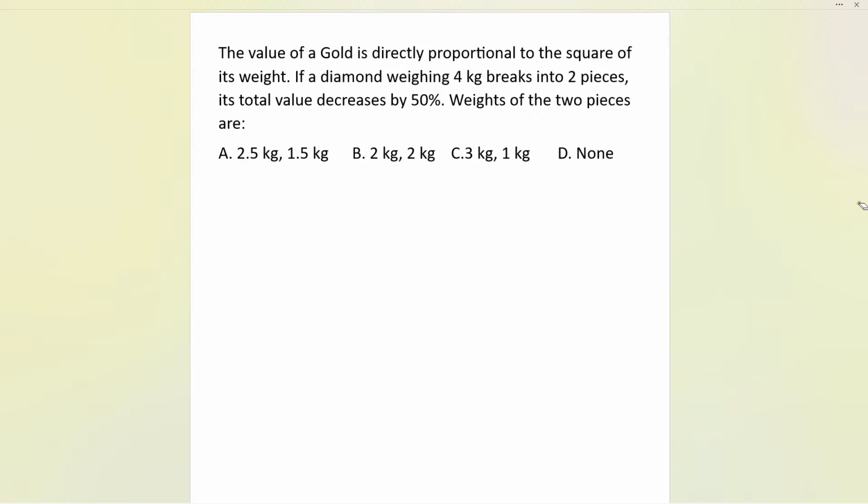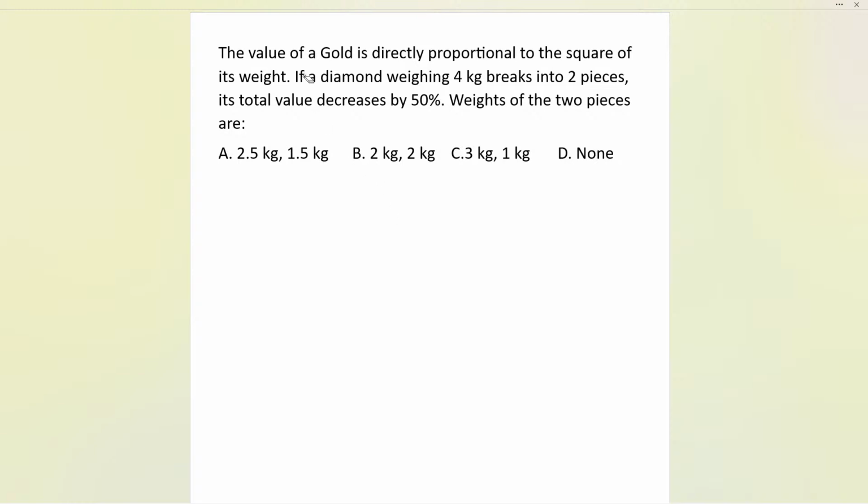30 seconds left. 10 seconds. Time is up. Okay, so now you all tried your level best.